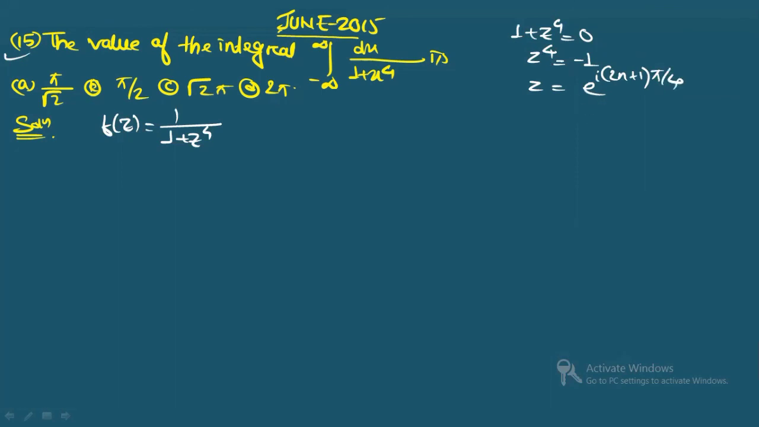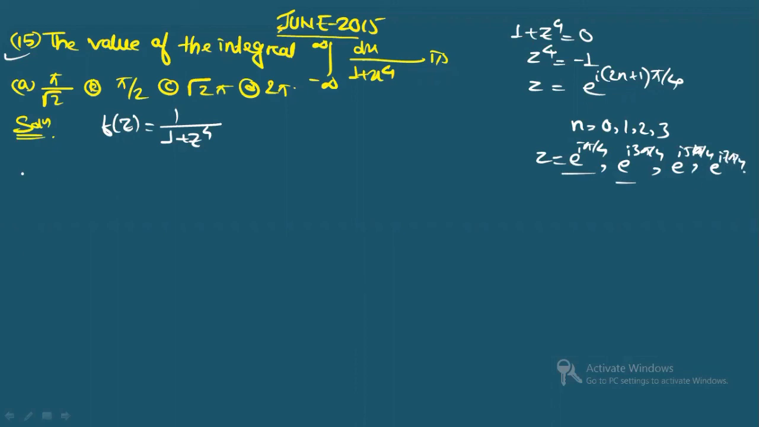Taking this 4 to the right hand side. Now you see n will be equal to 0, 1, 2, 3. Because it is z to the power 4, you will have 4 roots of this one. So finally z is equal to, if you put n equals to 0, e to the power i pi by 4. Again you will get e to the power i 3 pi by 4, e to the power i 5 pi by 4, and e to the power i 7 pi by 4.